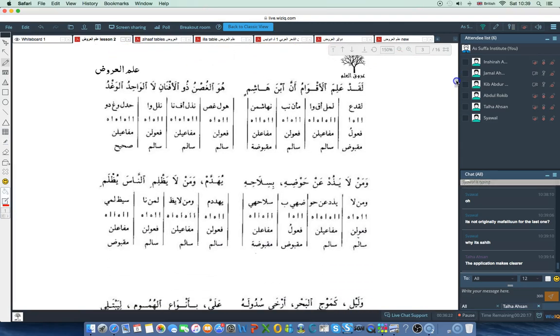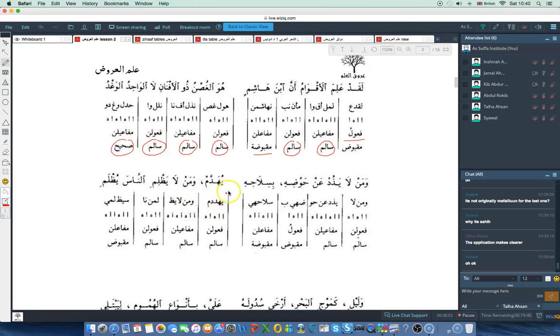Okay, let's do the next one then. Right, so again: لقد علم الأقوام أن ابن هاشم هو الغصن ذو الأفنان للواحد الوغد. So fa'ulun over here is changed into fa'ulu. So qabad, salim, salim, qabad, salim, salim, salim, sahih. In this one, the only difference from the first one was that the first word has got qabad in there. So instead of fa'ulun, it's fa'ulu.